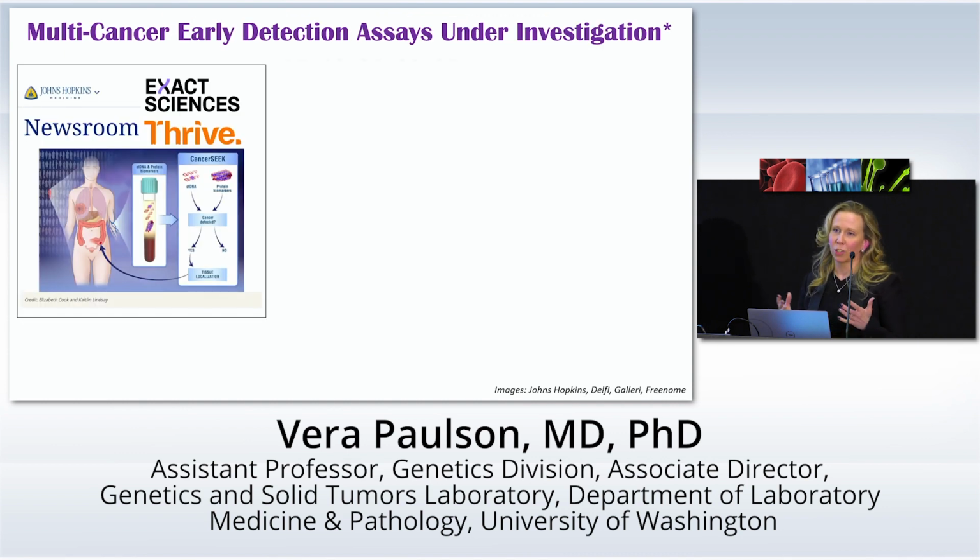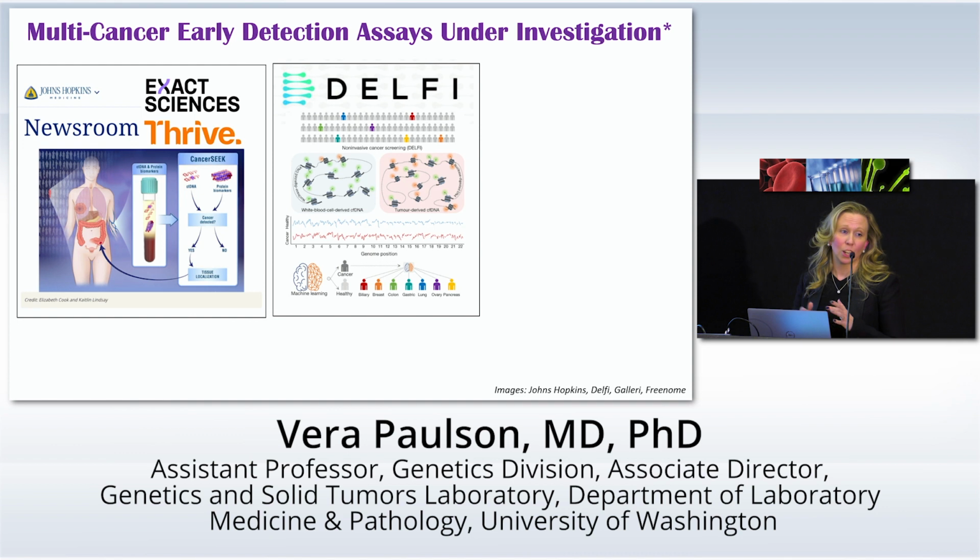You have places like Johns Hopkins that spun off to Thrive that was bought by Exact, where they were doing mutation testing plus protein screening, so looking for CEA and CA19 and other cancer protein markers. You have groups who are just looking at fragmentation patterns across the whole genome to decide if they can find the tumor of origin tissue.